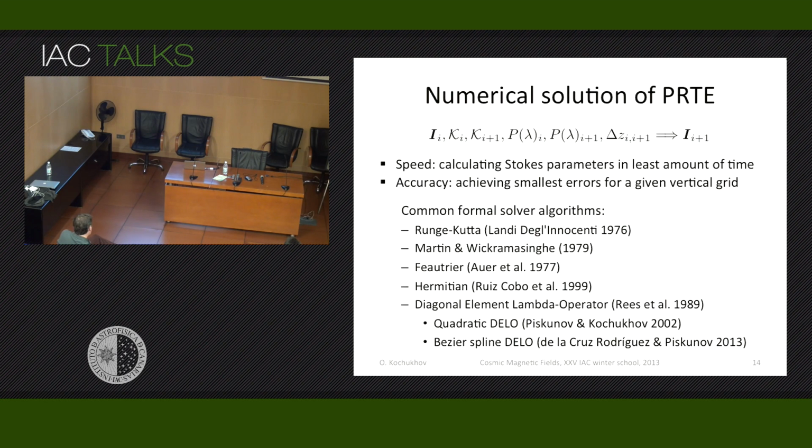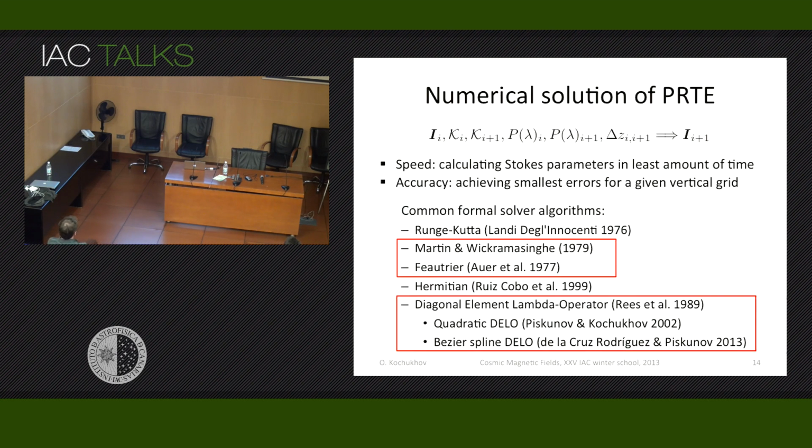And just for your reference, here are papers which suggested various algorithms, at least what is used most often in stellar research, and in particular the most widely used methods are these three. So this method for 3 year, and then various versions of diagonal element lambda operator.